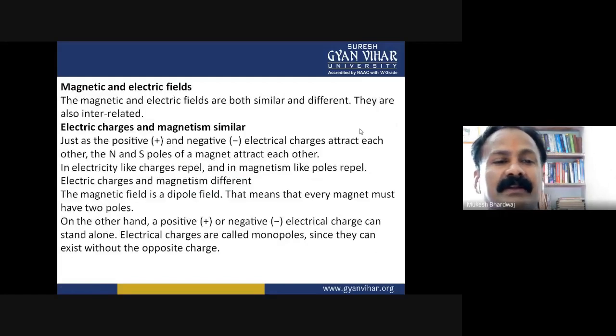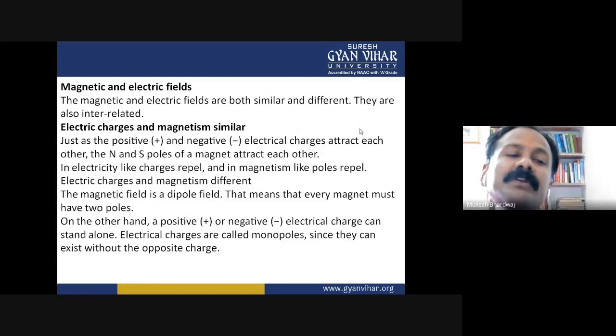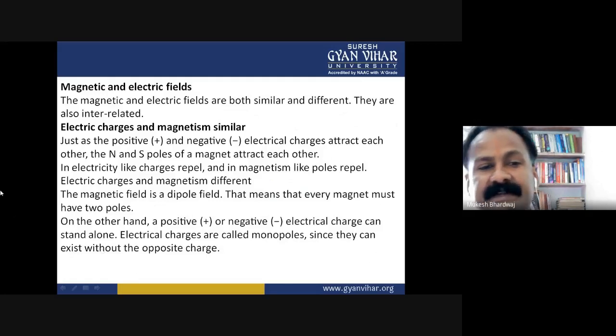Magnetic and electric fields. The magnetic and electric fields are both similar and different. They are also interrelated. Electric charges and magnetism are similar. Just as positive and negative electrical charges attract each other, the north and south pole of a magnet attract each other. In electricity, like charges repel, and in magnetism, like poles repel.